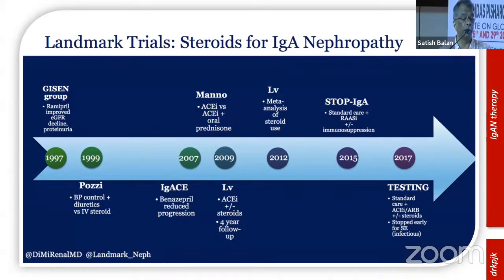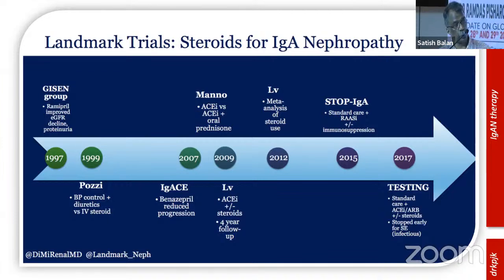So if you go back to the landmark trials in IgA nephropathy, Pozzi and others started steroid therapy long way back, before the ACE inhibitor and ARB introduction. So we know that Pozzi introduced steroids as a good thing for IgA nephropathy. Naturally, we came back to the STOP-IgAN trial with high dose steroid. Still, we are not happy. We are experiencing a lot of steroid side effects. We are not happy with the progression of kidney disease.